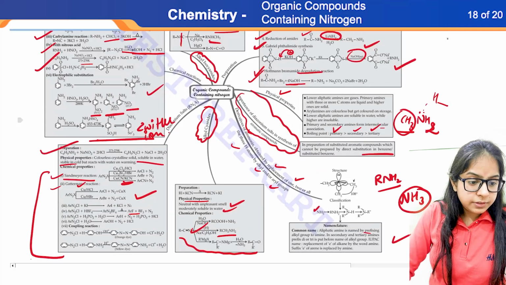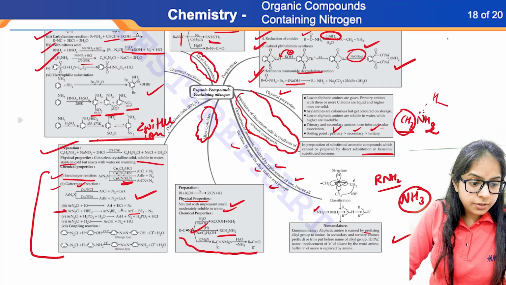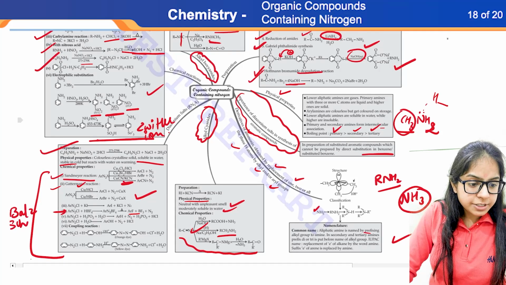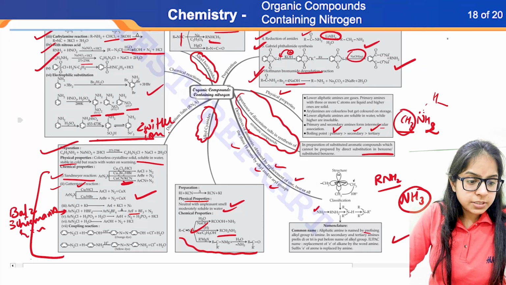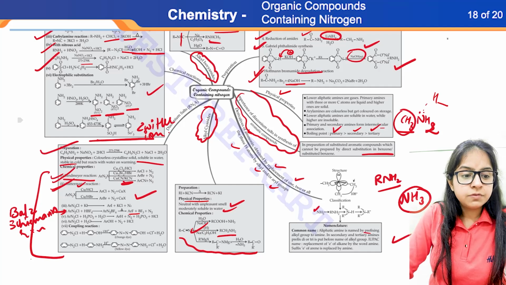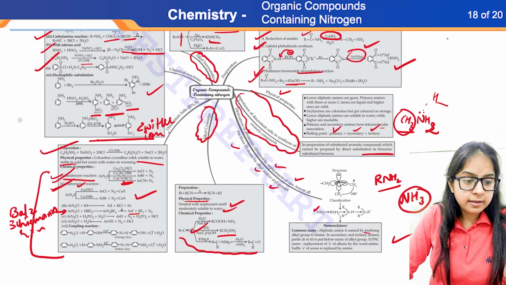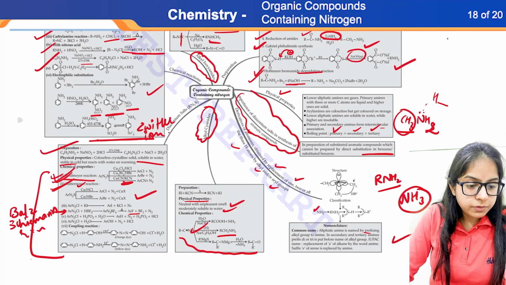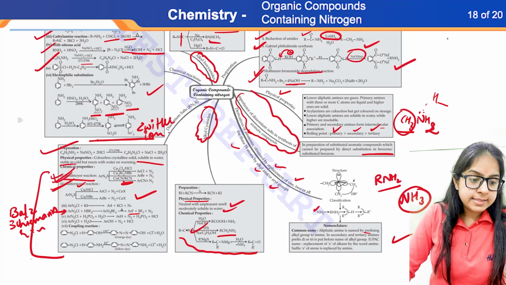After that, this is Balz-Schiemann reaction. You need to remember the name of this reaction, the Balz-Schiemann reaction. Here this one is Gattermann reaction, in which we are using copper powder and HCl. Here this is Sandmeyer's reaction, where we are using copper chloride and HCl.